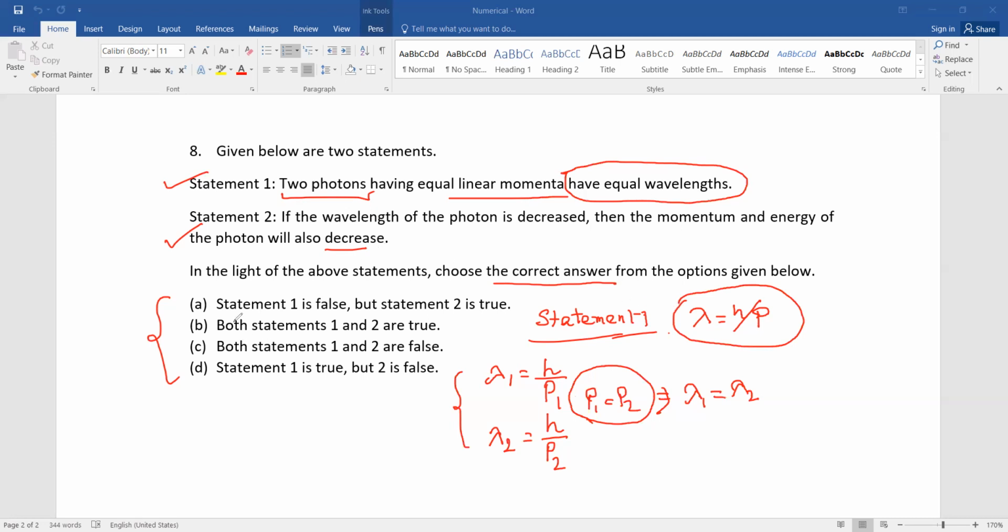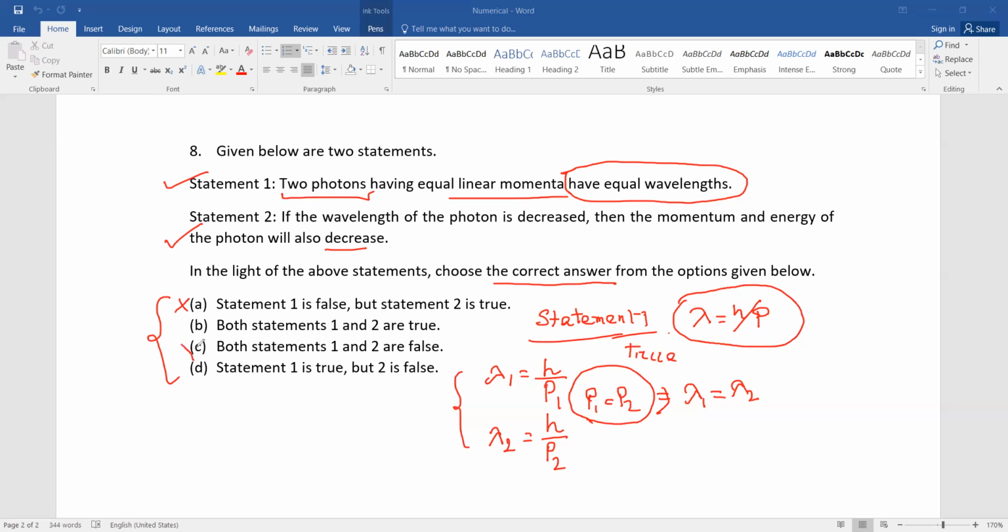So let us check the options. Option A says statement one is false. We cannot consider this because statement one is correct, so option A we can remove. Option B is both statements one and two are true. We have got that statement one is true, so there is a possibility that B is correct.